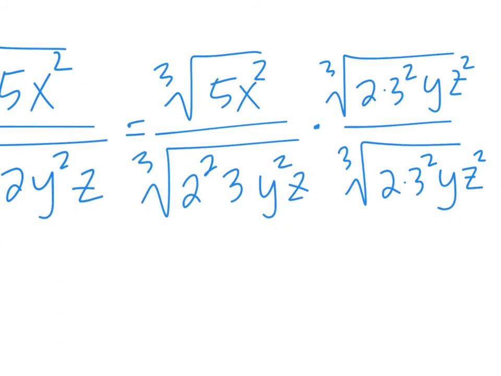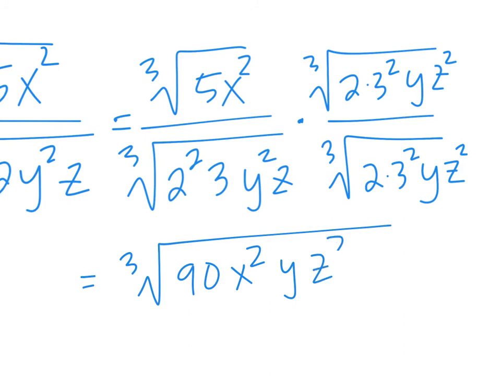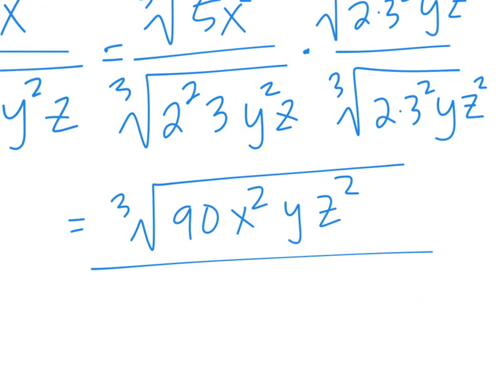All right, now let's go ahead and just multiply all that together. Cube root of. So multiply all your numbers together. 5 times 2 times 3 squared. That is 10 times 3 squared, which is 10 times 9, 90. x squared, y, z squared. What's in the denominator? 6yz? Yeah.